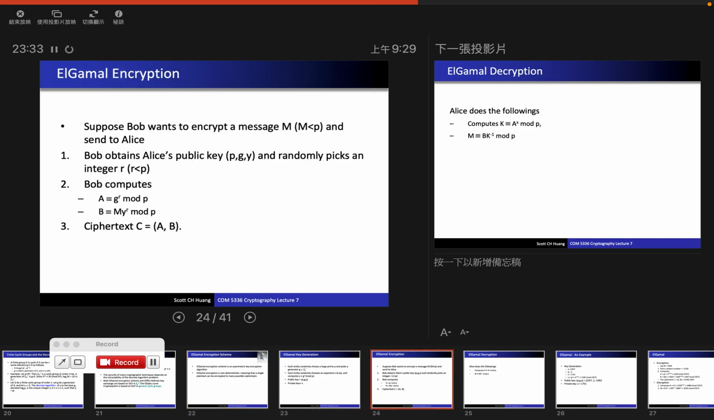So Bob picks an integer R and computes this G to the R. This G to the R is kind of like Bob's public key. And this A is G to the R. Now, this G to the XR is what? This is G to the XR, so this is Y to the R.